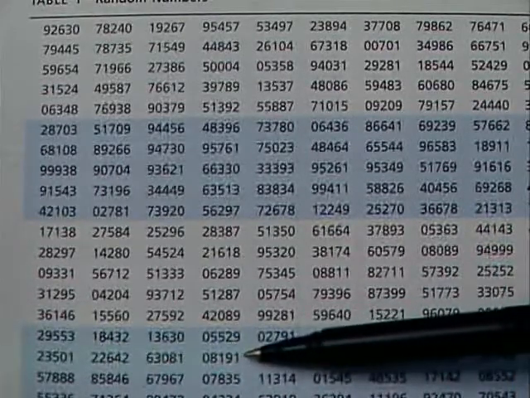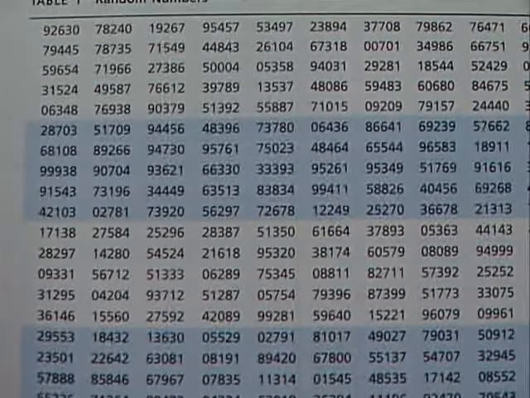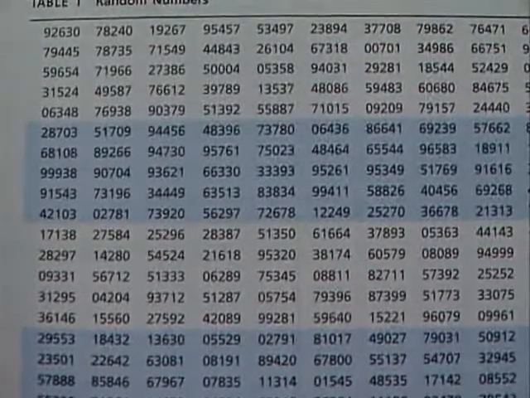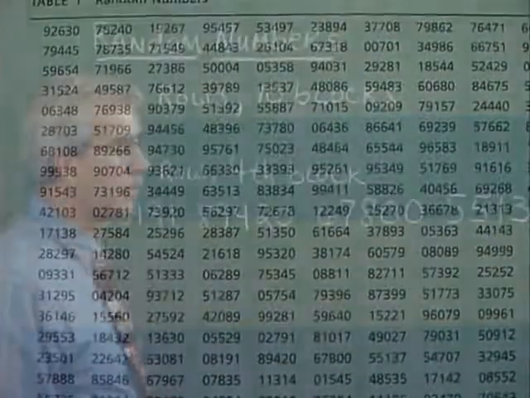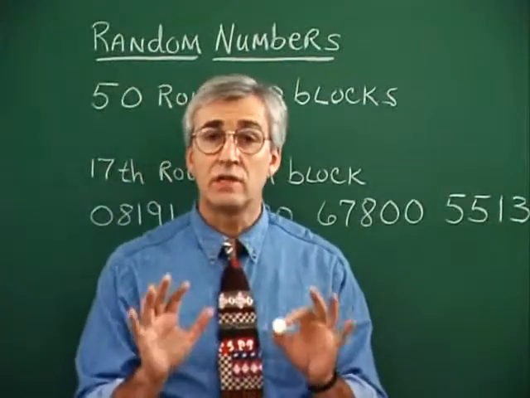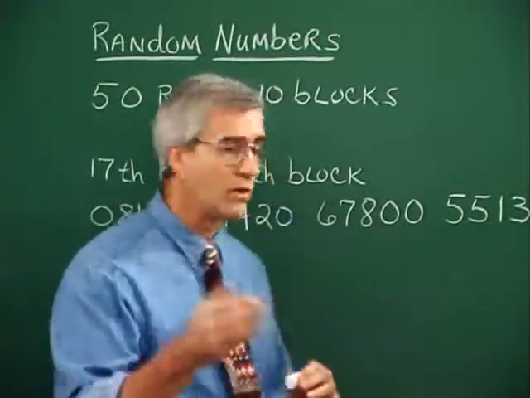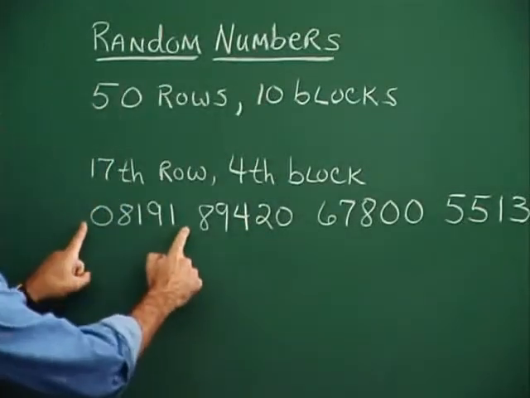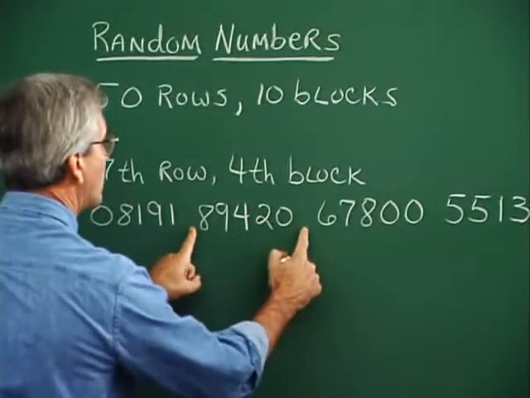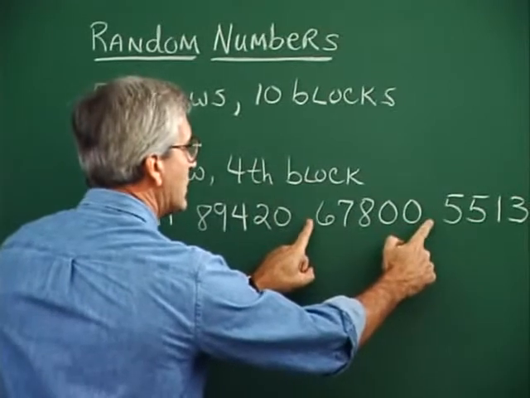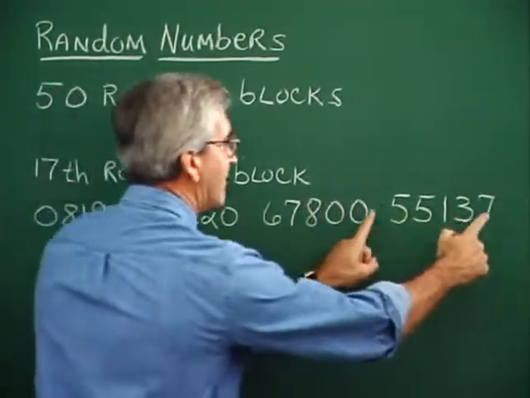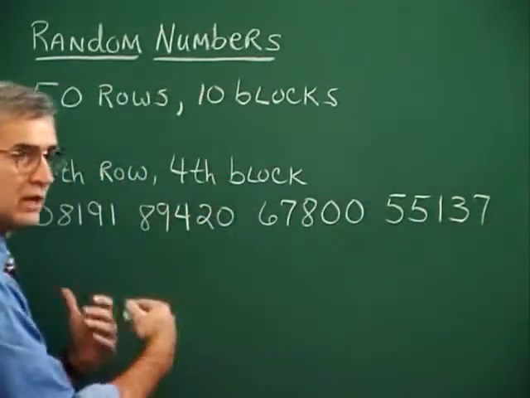All right, then we start with the digits 0, 8, 1, 9, 1, and then 8, 9, 4, 2, 0. And we continue to write down as many digits as we need, and I've recorded them here. So 0, 8, 1, 9, 1, 8, 9, 4, 2, 0. So right from the table, 6, 7, 8, 0, 0, 5, 5, 1, 3, 7, and so on. And we can continue this.